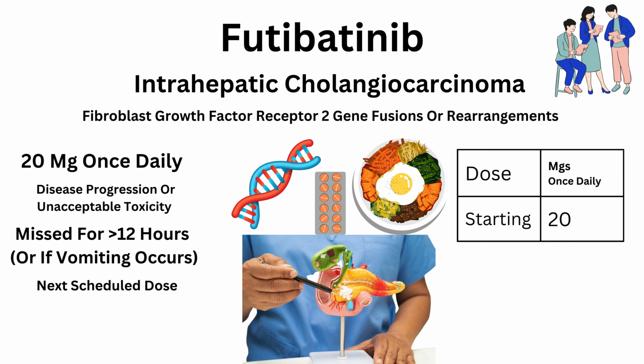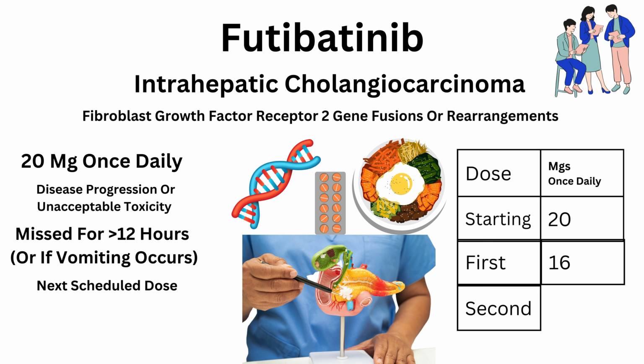First, the initial starting dose is 20 mg once daily. First dose reduction is 16 mg once daily. Second dose reduction is 12 mg once daily. We should permanently discontinue Futibatinib if unable to tolerate 12 mg once daily.